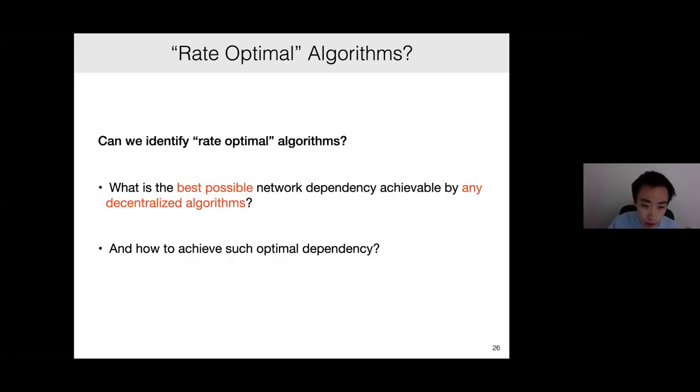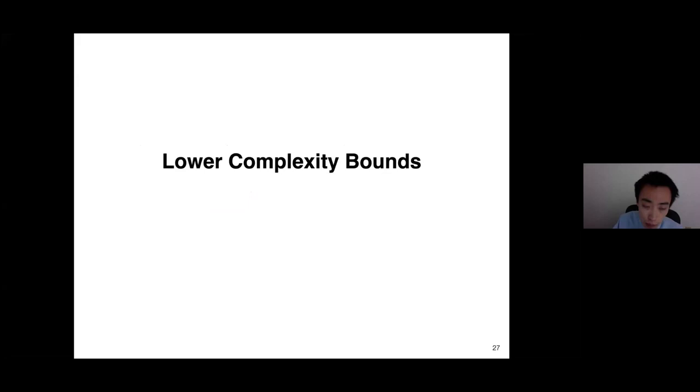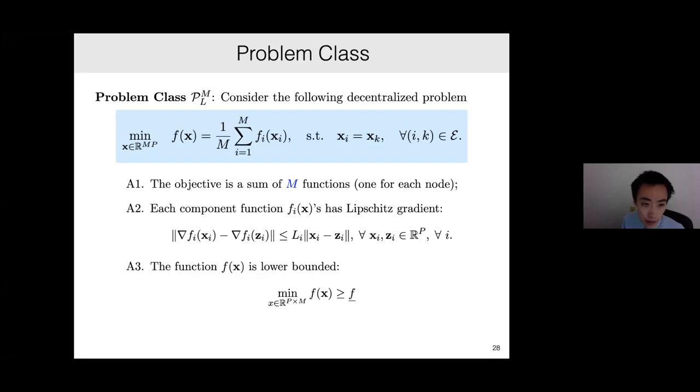So then we go to our second part, which basically studies what is the best performance and how to achieve it. The first part is the lower complexity bounds: what is the best performance we can achieve. And then let's begin our technical part and start to make things concrete. First, let us describe the type of problems and algorithms we are going to consider and define what we mean by high quality solutions.